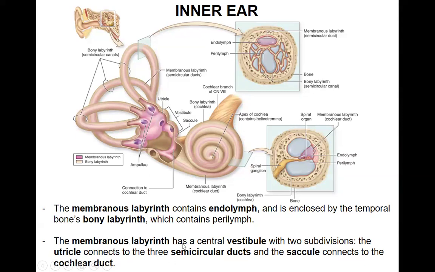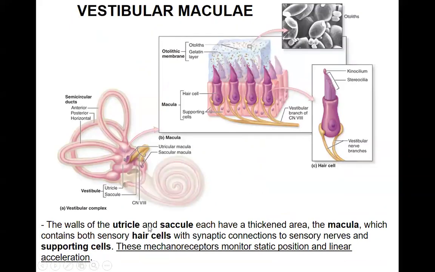So the membranous labyrinth has a central vestibule with two subdivisions. The utricle connects to the three semicircular canals, and the saccule connects to the cochlear duct. The walls of the utricle and saccule each have a specialized area, the macula, which contains both sensory hair cells with synaptic connections to sensory nerves and supporting cells. These mechanoreceptors monitor static position and linear acceleration.